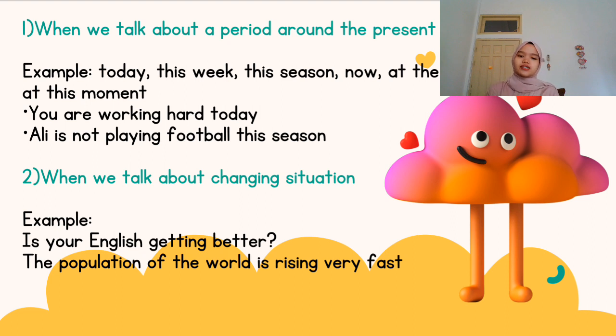And number four is when we talk about changing situation. Like, is your English getting better? Or the population of the world is rising very fast. We are using rising here, not rises. So that's the example for when we want to talk about changing situation. So we're going to use present continuous.